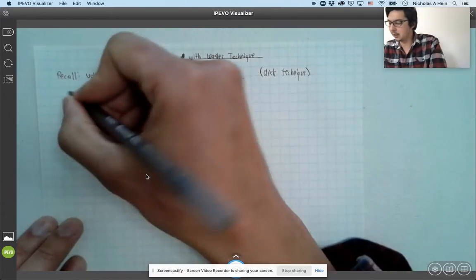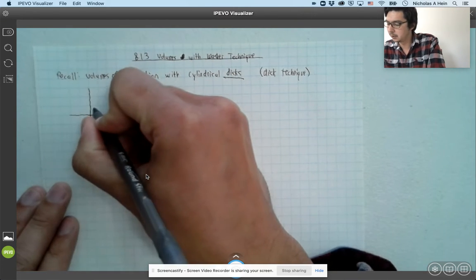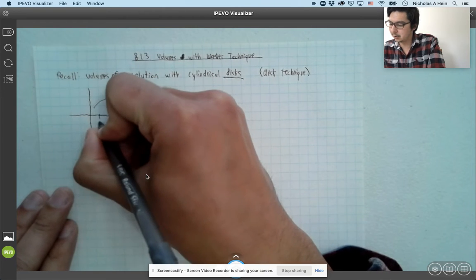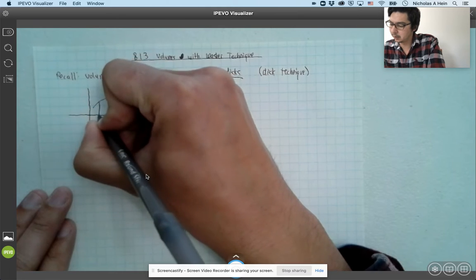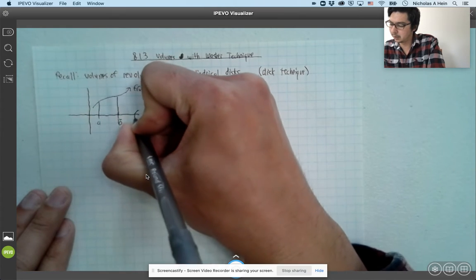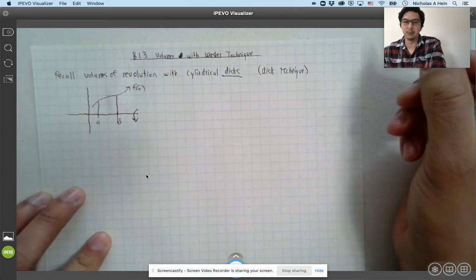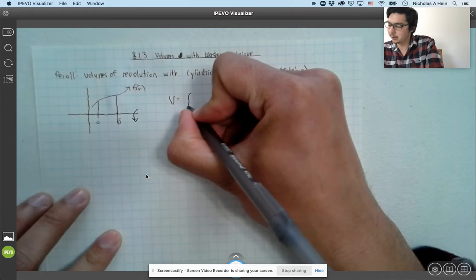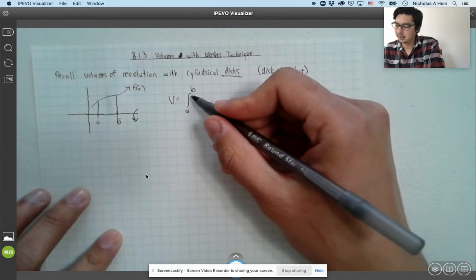for a given arbitrary curve, so here's an arbitrary curve f of x, and it's bounded, say, from a to b. So we're looking here, and say we rotate about the x-axis. What you end up getting is the exact volume found by doing the integral from a to b, as that's going to add up infinitely many things.